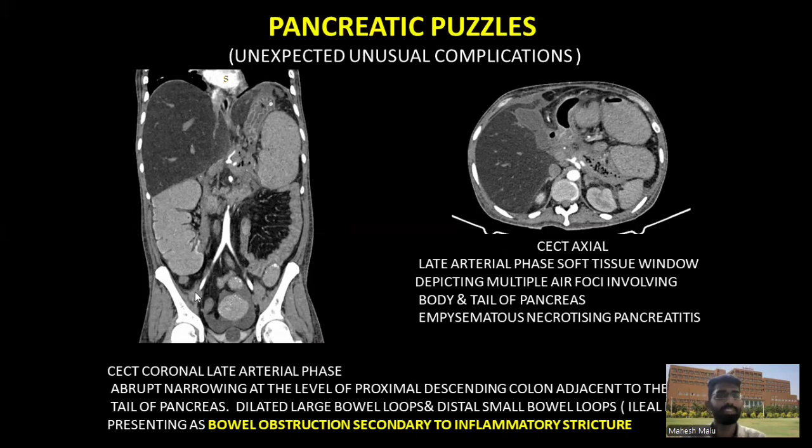While on the left, you can see a CECT coronal late arterial phase image showing the dilated large bowel loops and the abrupt narrowing at the level of the proximal descending colon adjacent to the tail of pancreas. The dilated large bowel loops and the distal small bowel loops. This is presenting a case of bowel obstruction. So this is a case of acute pancreatitis, but the presenting symptoms and features all were of bowel obstruction secondary to the inflammatory stricture.